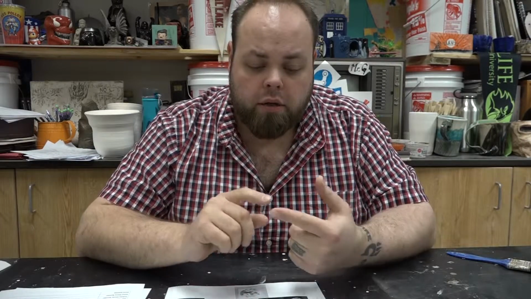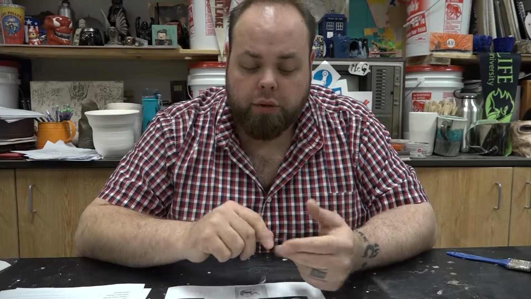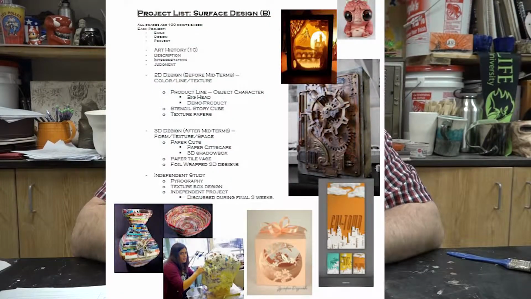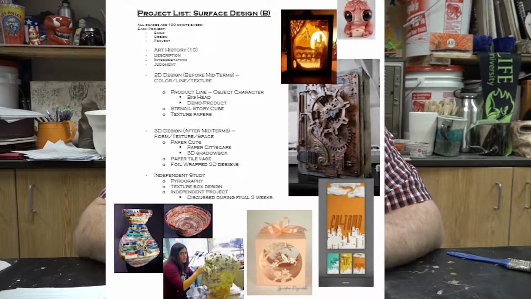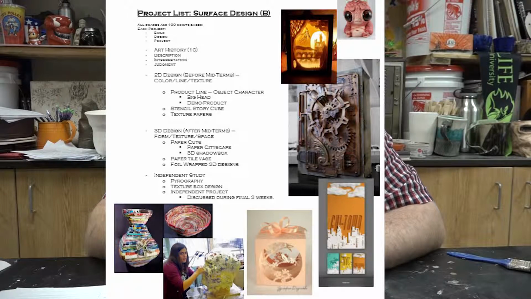Now, projects for my surface design class. Your projects are going to be over the basic production line, 2D design, 3D design, and then your independent study section pieces. For 2D design, we're working on color, line, and texture, and how these things are relative to the surface applications of the projects that we're working on.